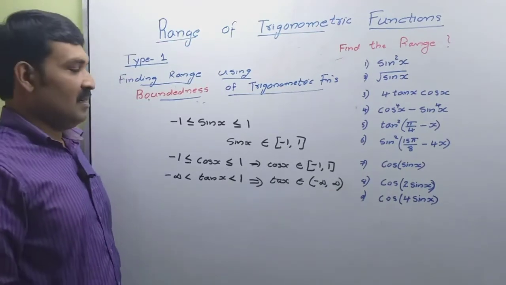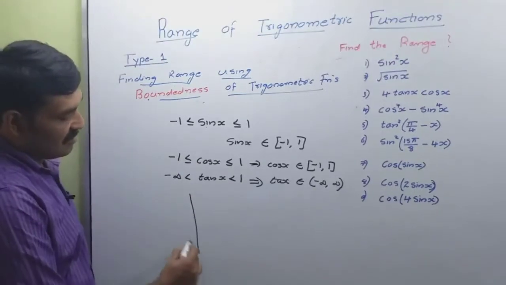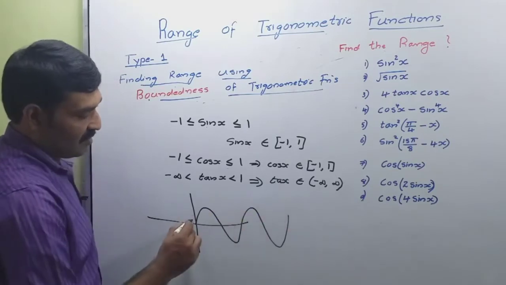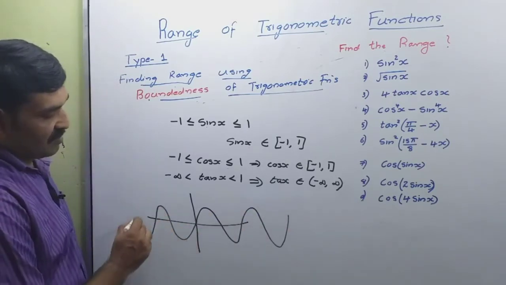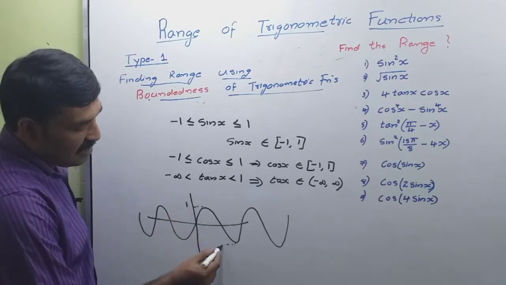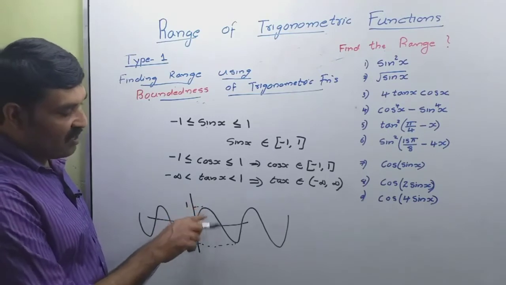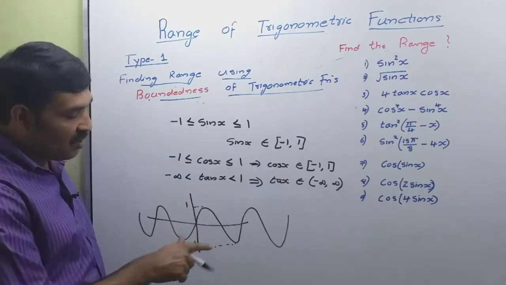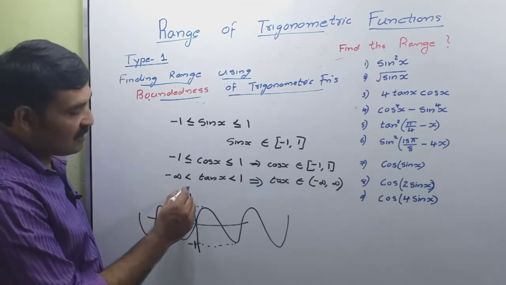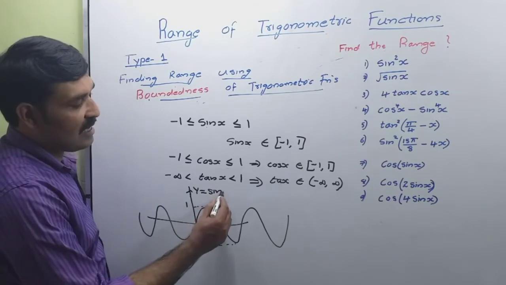Now we know that the graph of sin x is like this. The maximum value of sin x is 1 and the minimum value is minus 1. This is the top value and this is the bottom value. So the value of sin x lies between minus 1 and 1. This is the graph y equals sin x.